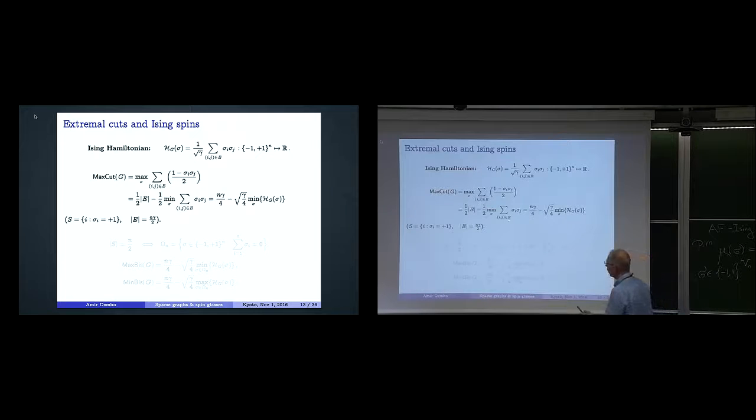Okay, now let me work it out. This 1/2 can go out. It's 1/2 times the size of E, right? I just sum over E. And what I get from the rest of it, I get -1/2.